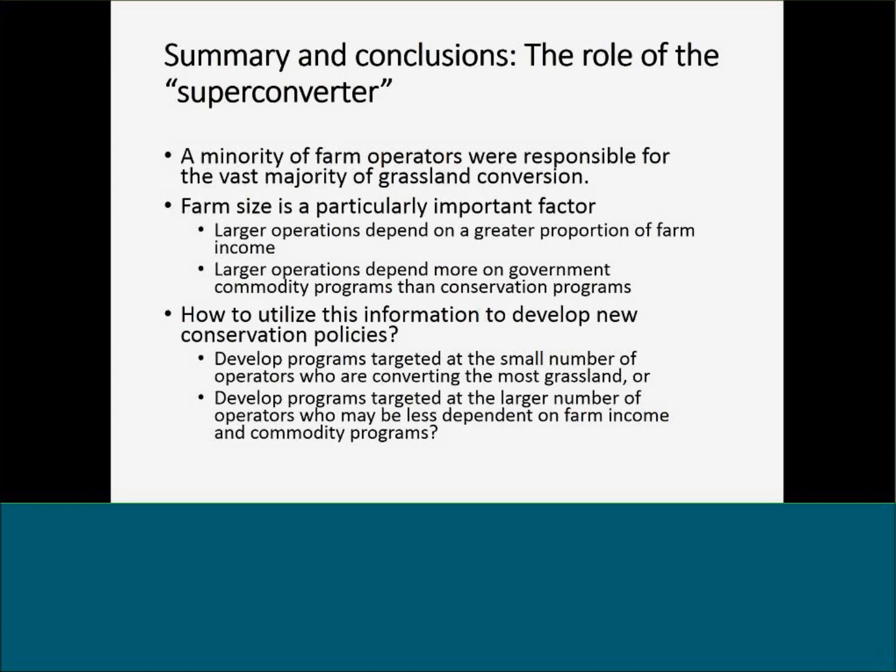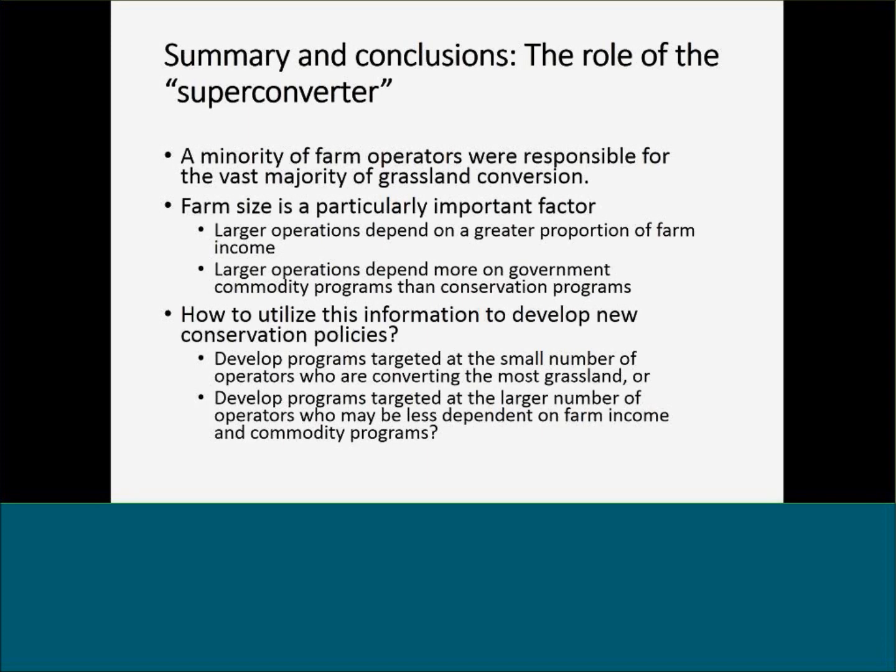In particular, larger farm operations tend to depend much more on farm income, which can be from growing crops or from some other agricultural activity. And they tend to be more dependent on crop-related programs such as crop insurance, whereas on the other hand, smaller operations are less dependent on on-farm income, and they tend to use more conservation programs than commodity programs.